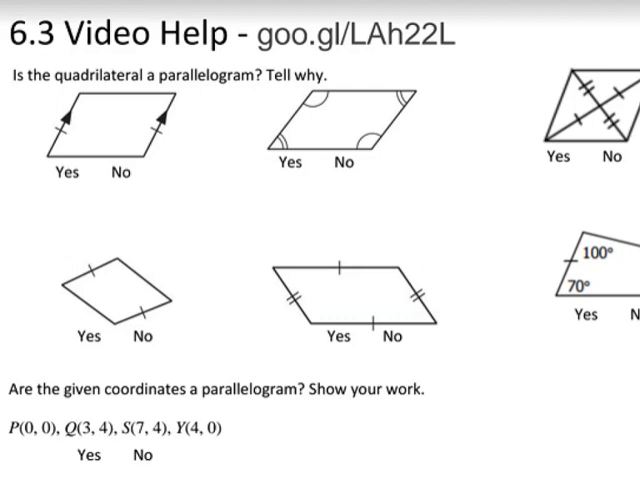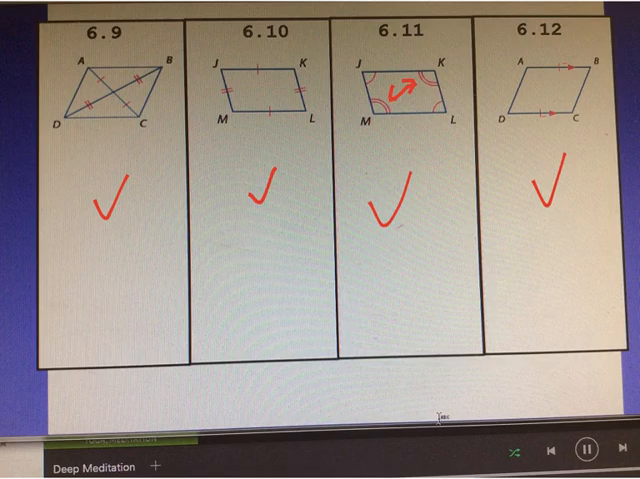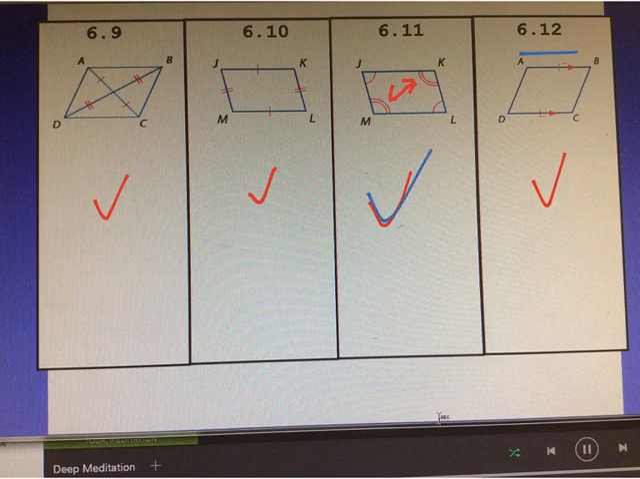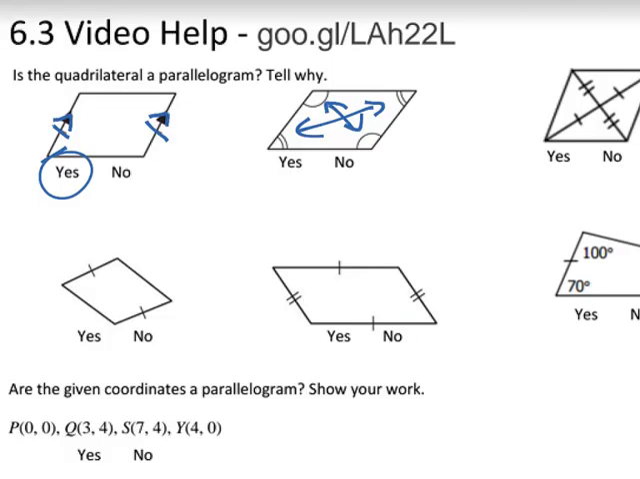Okay, here we go. So, is this one going to be a parallelogram? Well, it looks just like 6-12 in our notes. So I'm going to say yes it is, because one side is equal and the same side is parallel. The second one, opposite angles are equal. Is that in our notes? Let's check. Yes it is. It's right here. So I would say, yes, it is a parallelogram.